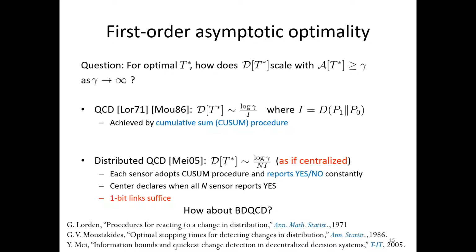All right, so now the question we try to ask is: how about the BDQCD? What's the best scaling for this problem?